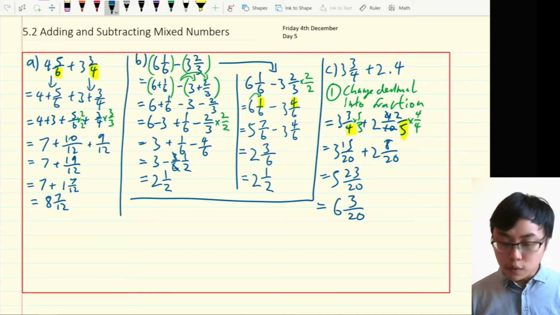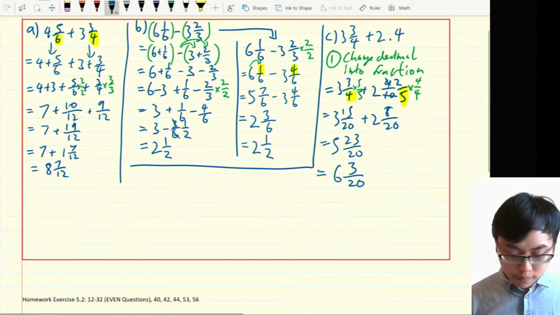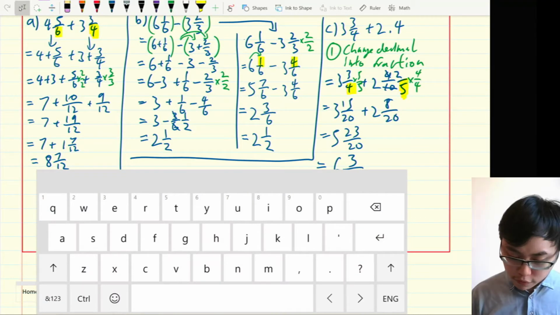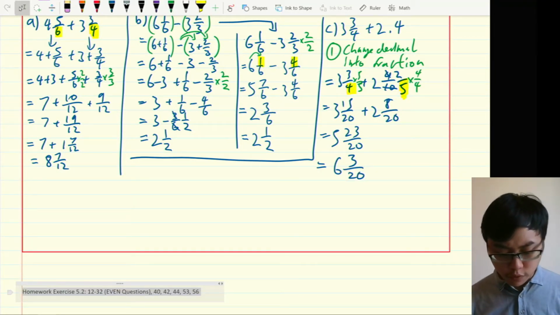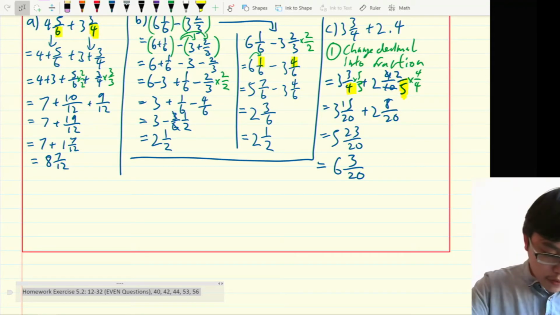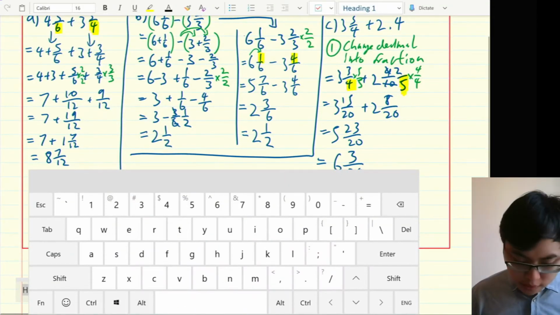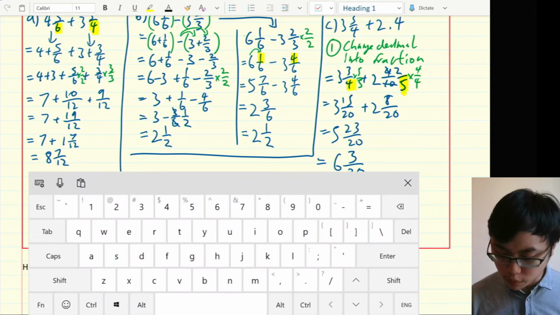Okay, so that is it for today. Your homework will be exercise 5.2, questions 12 to 32, even questions, and then questions 40, 42, 44, 53, and 56. Let me make the font a little bit bigger so that you guys can see a little bit more clearly. Okay, there it is. That's the homework.